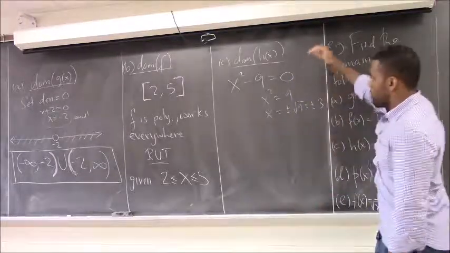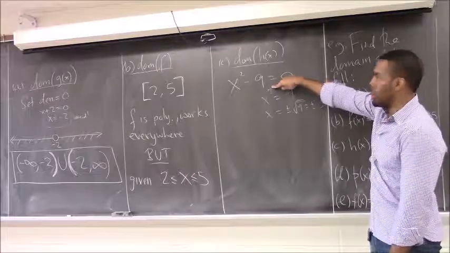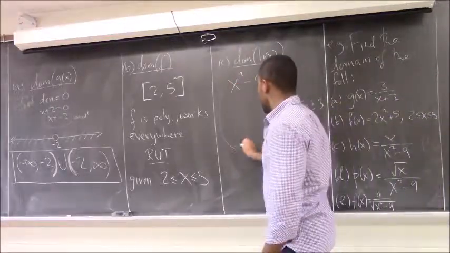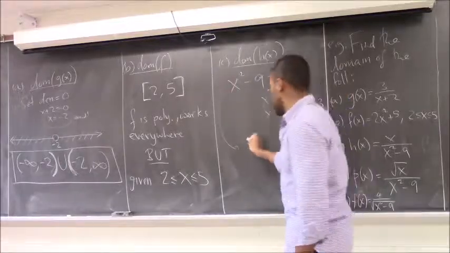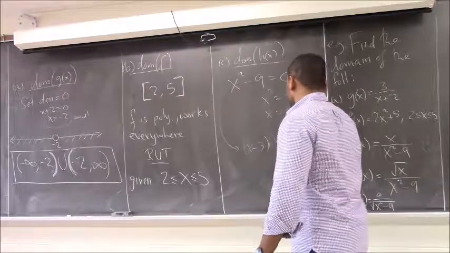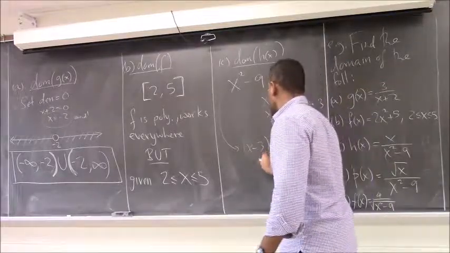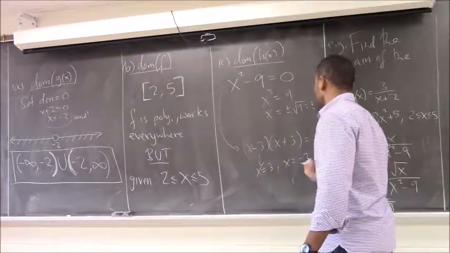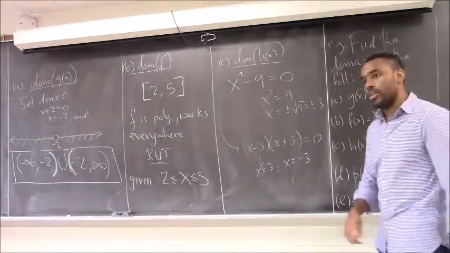You should remember that if you're taking an even root, you get a plus and a minus. Another way to figure that out is to realize that x squared minus 9 is actually the difference of squares. You can write it as x minus 3 times x plus 3 equals 0, and so your x would be 3 or your x would be minus 3. In either case, you get plus or minus 3.